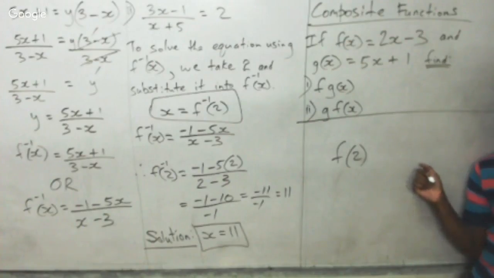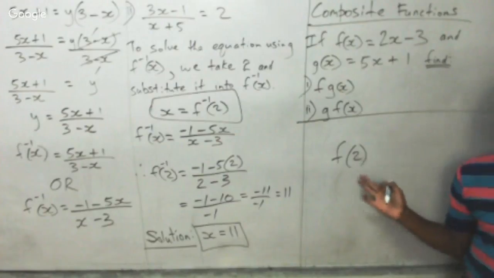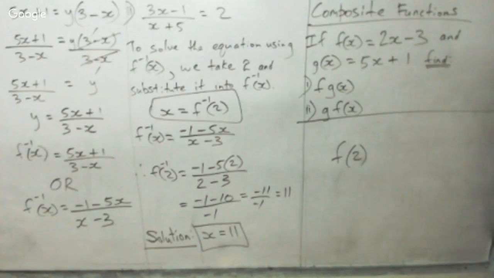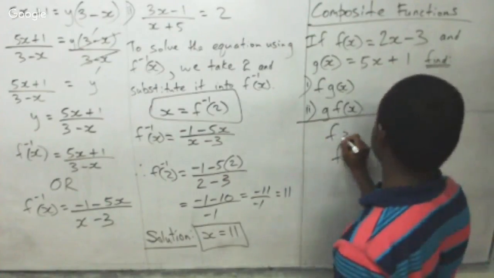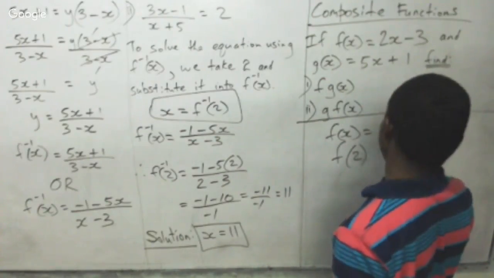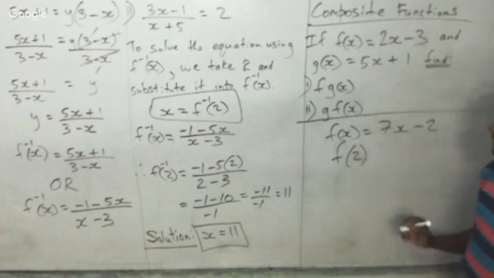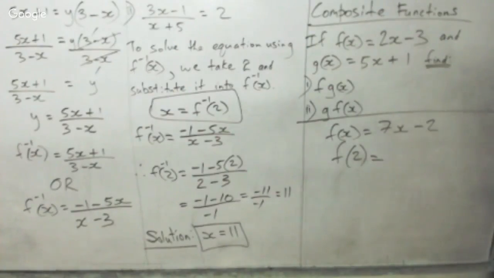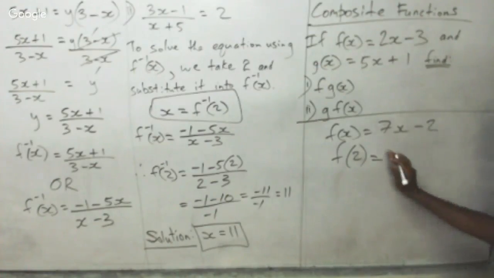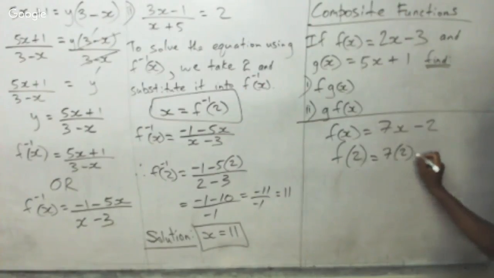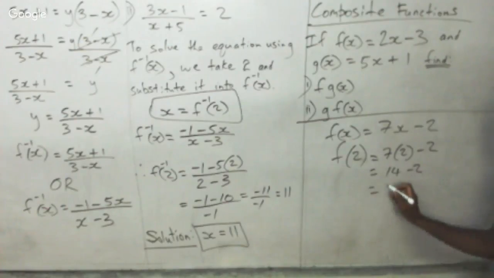Yes, sir. So if I ask you to work this, you take 2 and put into what? Into the f function. So if f of x was 7x minus 2, tell me what f of 2 would be. 12. When you take 2 and put it in, you have 7 times 2 minus 2, which is 14 minus 2, equals 12.